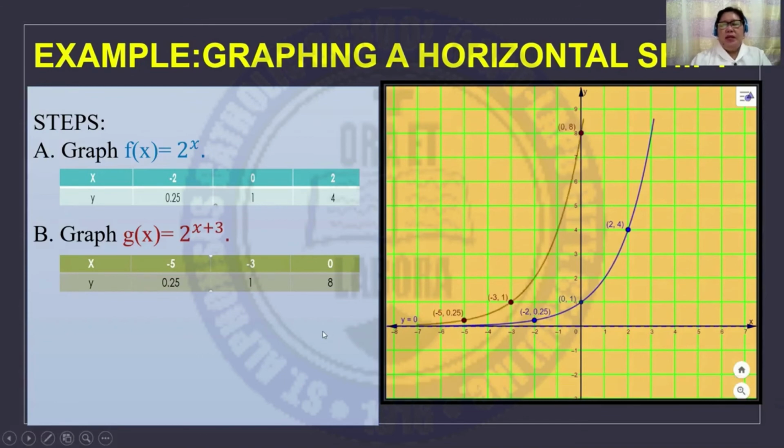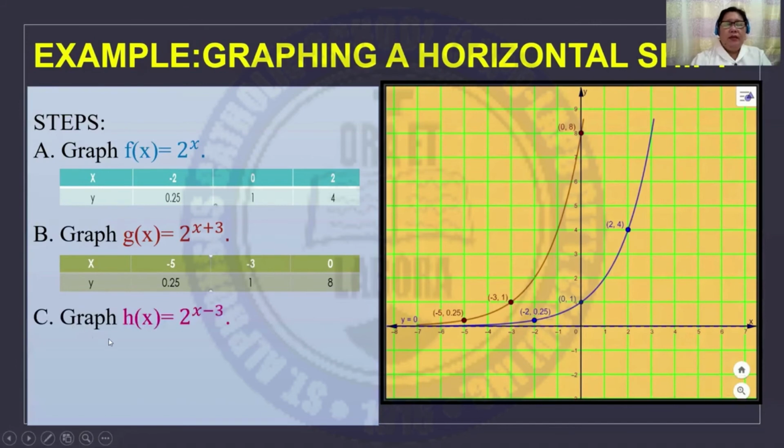So as you can see, this is x plus 3. From this point, you move 3 units to the left. So meaning to the opposite direction. So if you have positive 3, you move 3 units to the left.